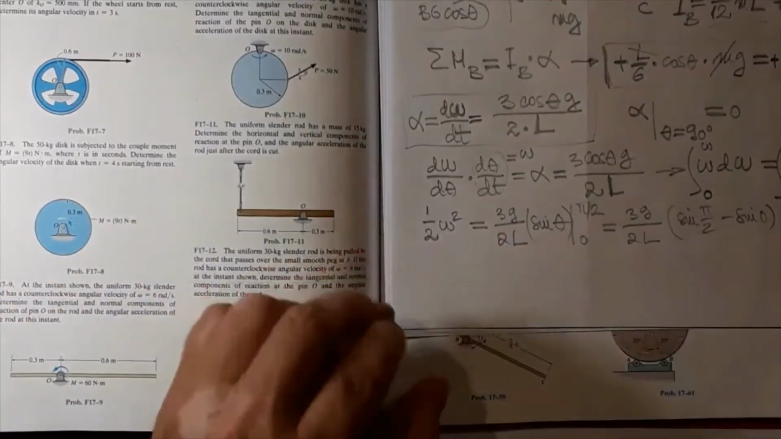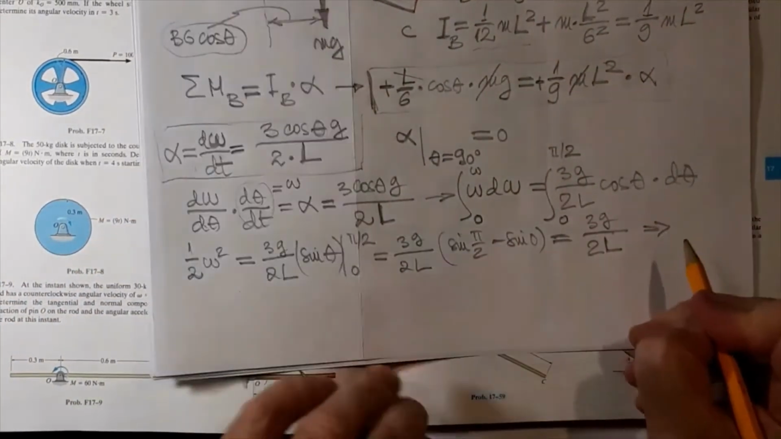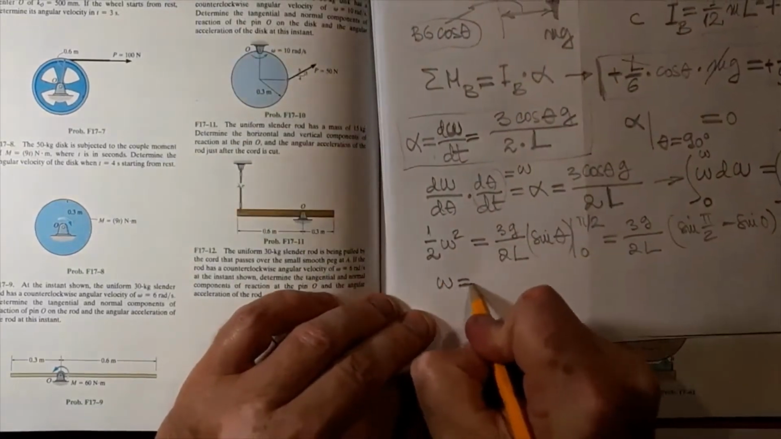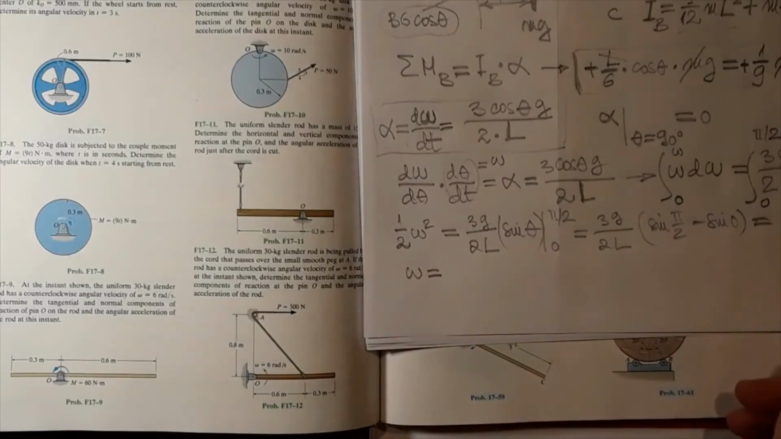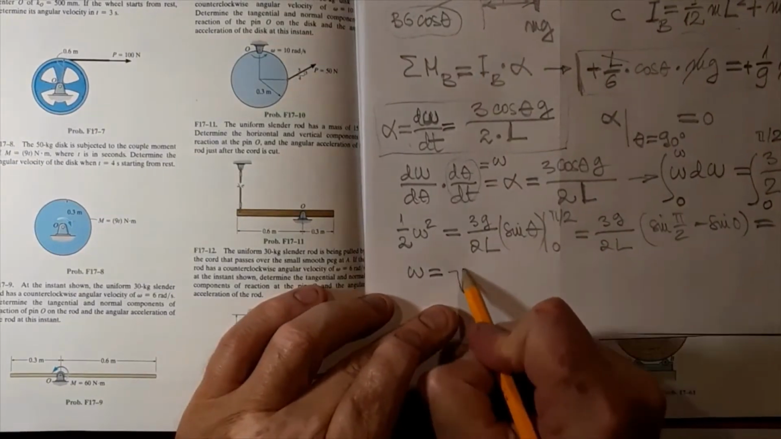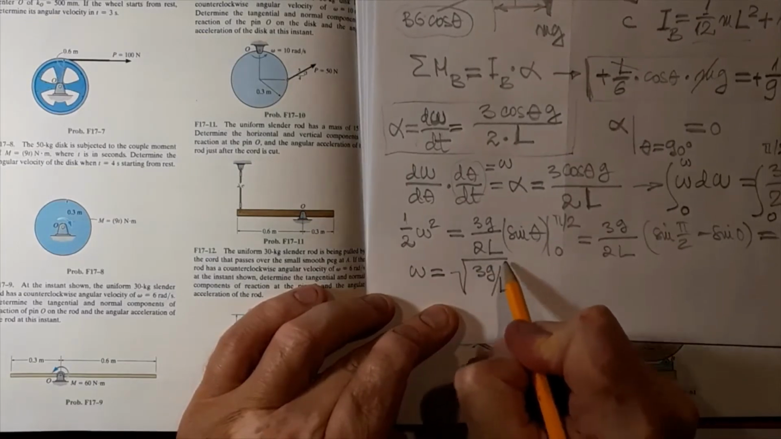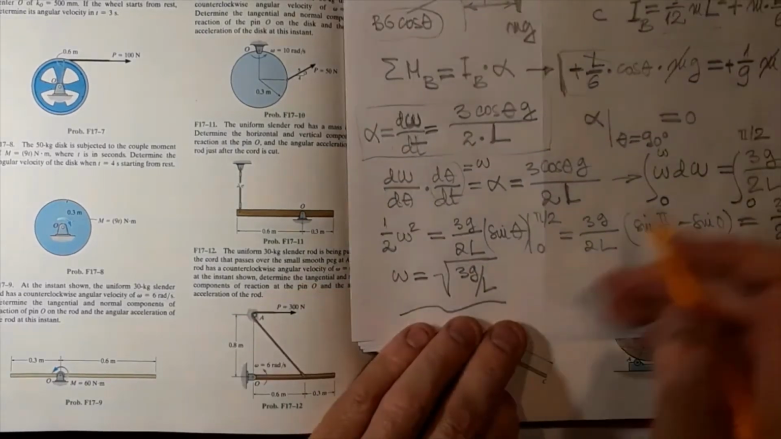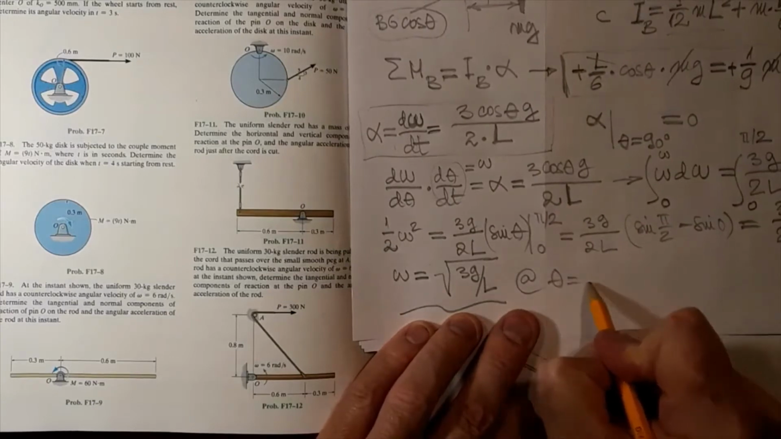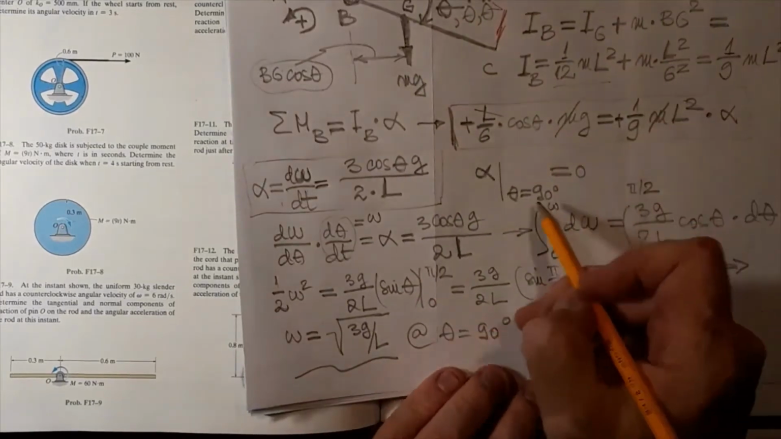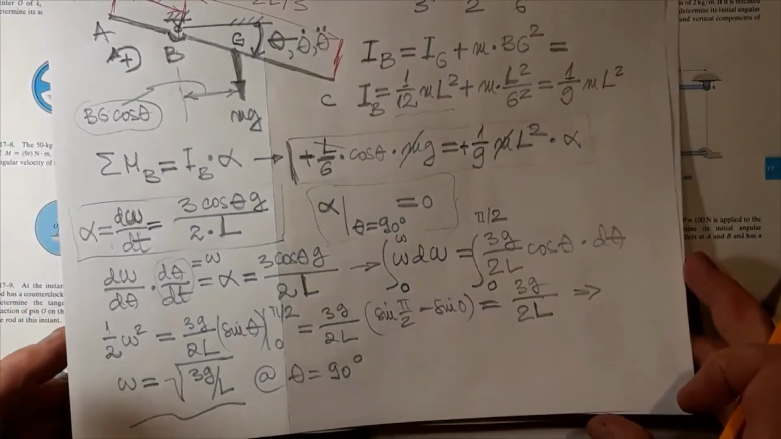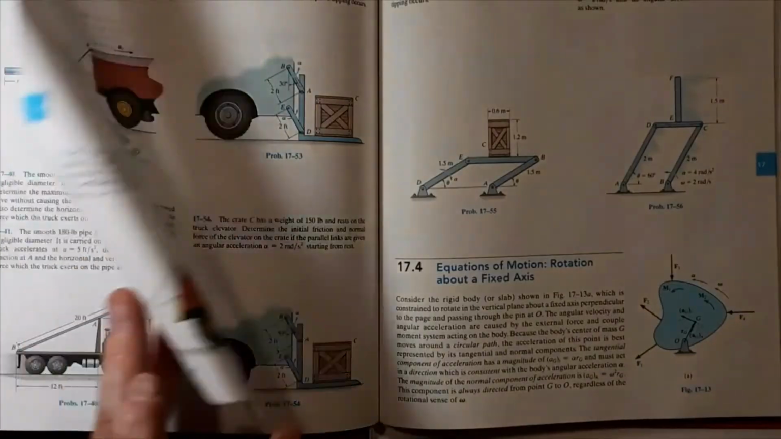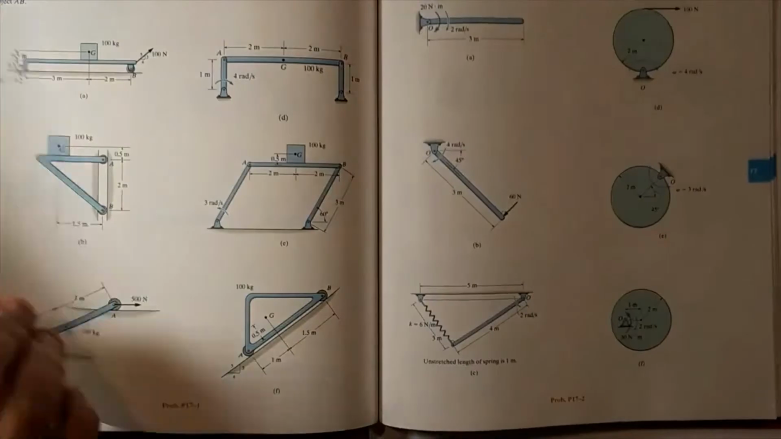And this gives us omega. Omega will be a square root, and I have 2 that I'm multiplying with, so it will be the square root of 3g over L. This is important at theta equals 90 degrees, or pi over 2. And likewise, I even stated so. Okay, so we have alpha, we have omega. We can now write the equations for forces.